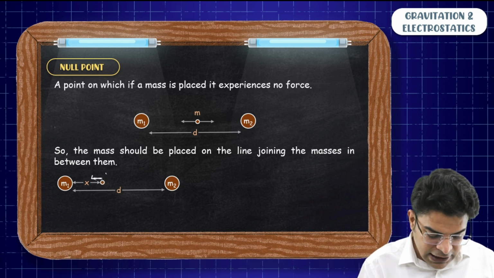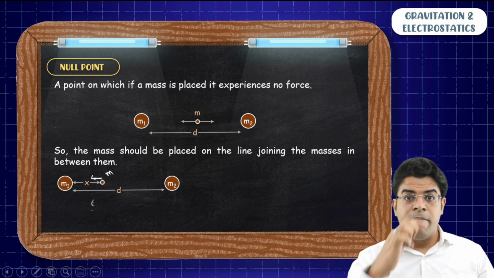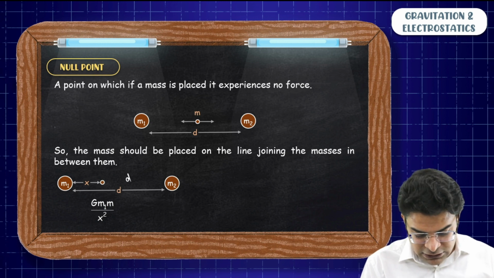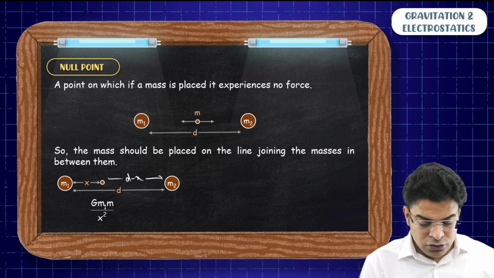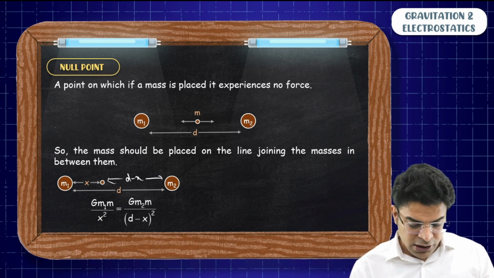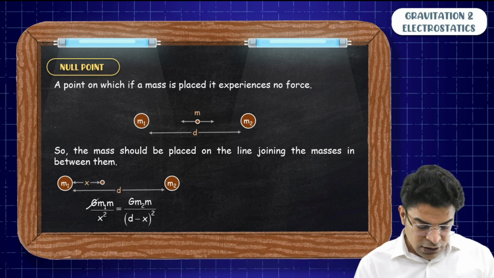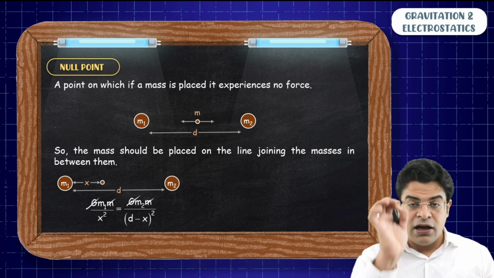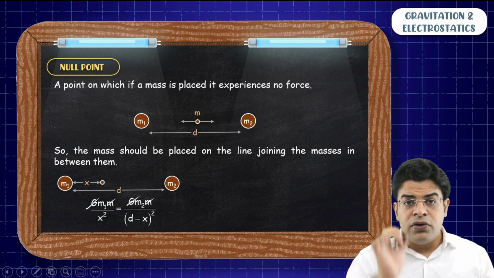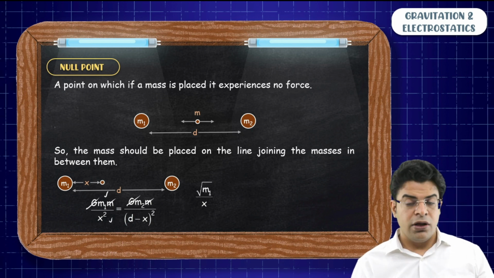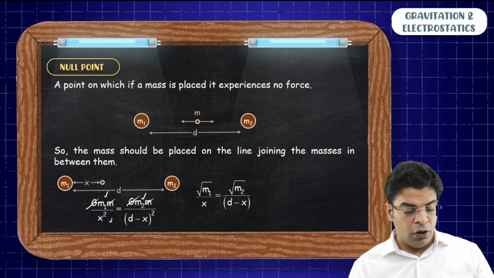The force applied by the first mass on this mass m will be Gm1m upon x squared. Now the distance of this mass from the second mass will be d minus x. So the force applied by the second mass will be Gm2m upon (d minus x) whole squared. Now you can cancel out Gm and take the square root on both sides. On the left-hand side you get root m1 by x equals root m2 upon d minus x.